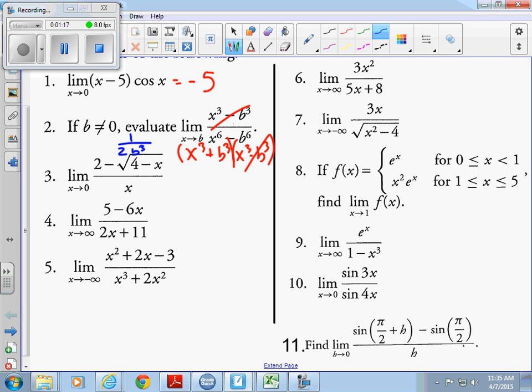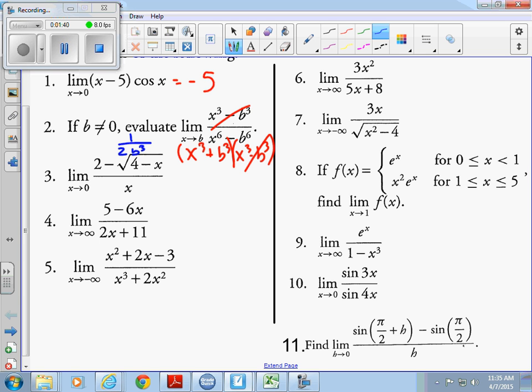Limit as x approaches 0. I get, when I plug in 0, what do I get? 0 over 0. Uh-oh, what does that mean? There's more work to be done, right? There's a whole more work to be done. What are my 2 options? I can either multiply by the conjugate, or I can use L'Hopital's.